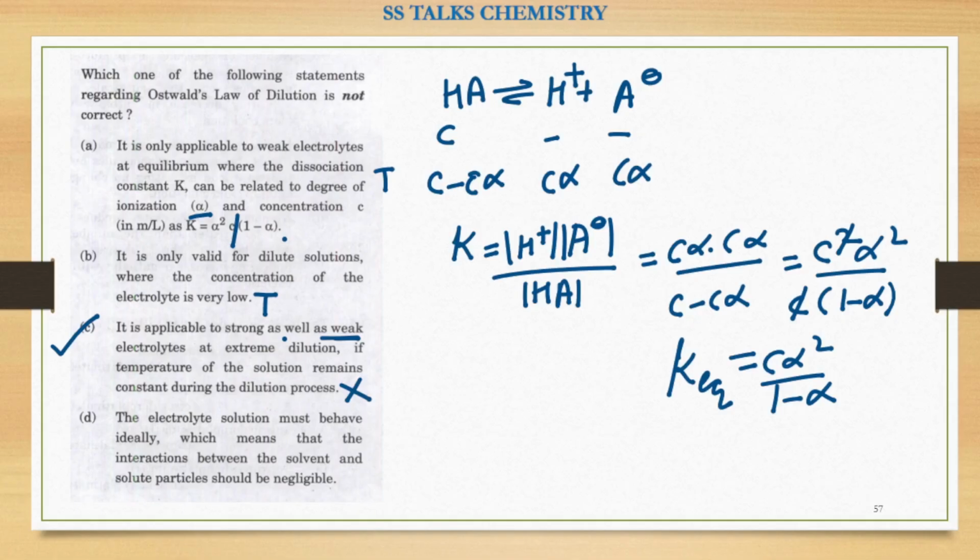Okay. Next is the electrolyte solution. It must behave ideally, which means that the interactions between the solvent and the solute particles should be negligible. This statement is also true. So we were to find the incorrect statement, and that is option C.